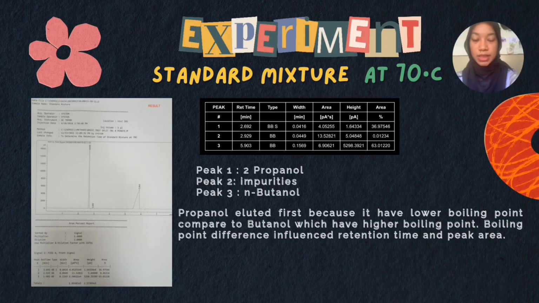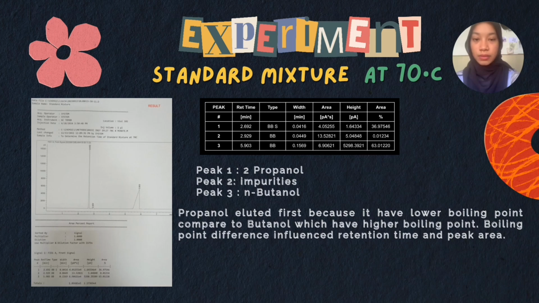Now I will explain the analysis of our standard mixture. For the standard mixture, we use half propanol and half butanol with a ratio of 1:1. This standard mixture experiment was conducted at 70 degrees Celsius. In this chromatogram, we observe three main peaks. Peak 1 corresponds to 2-propanol, peak 2 represents some impurities present in the mixture, and peak 3 is identified as N-butanol.